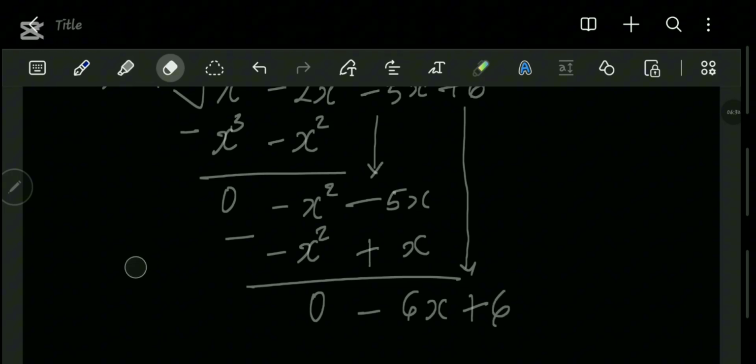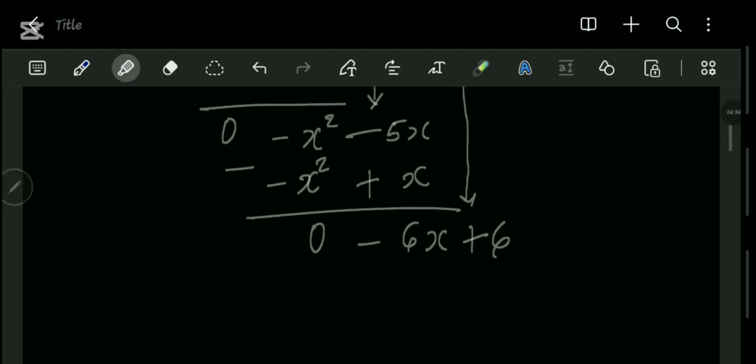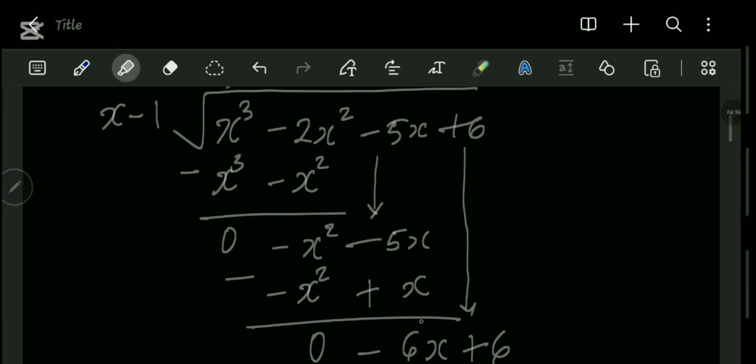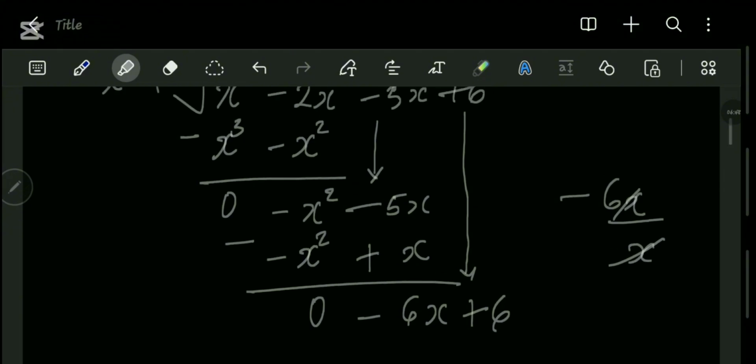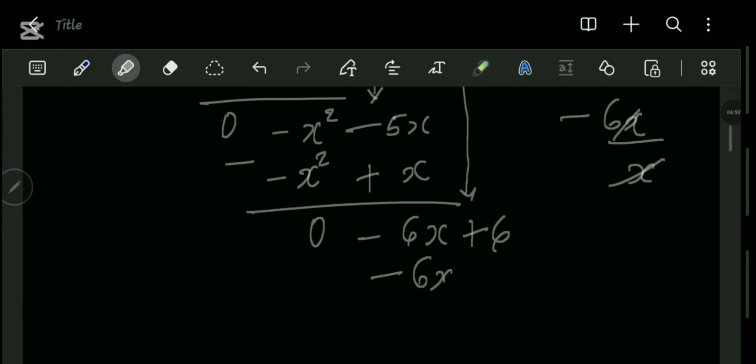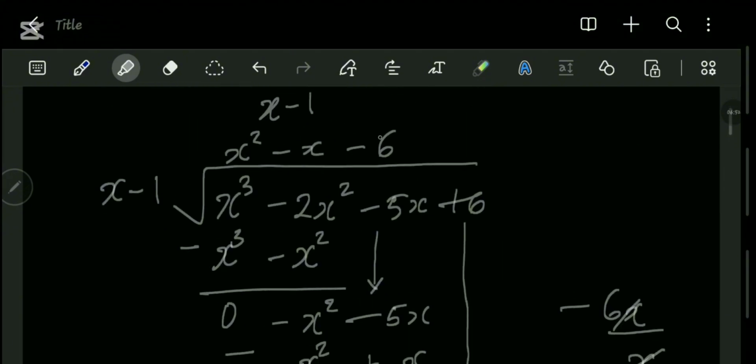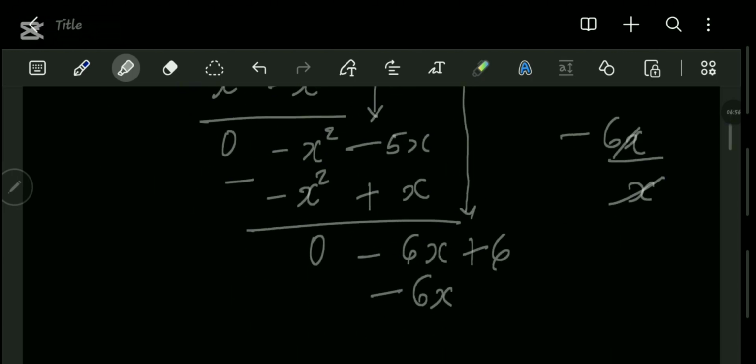So the same principle applies. How many of x can you see here? So I'm just doing minus 6x divided by x. This cancels, so we just have minus 6 here. Then use the minus 6 to multiply. So minus 6 times x, that's a minus 6x. Then minus 6 times minus 1, that's a plus 6.